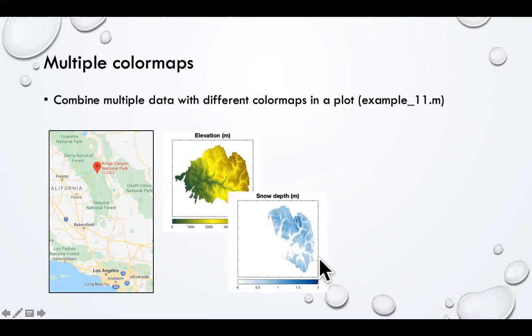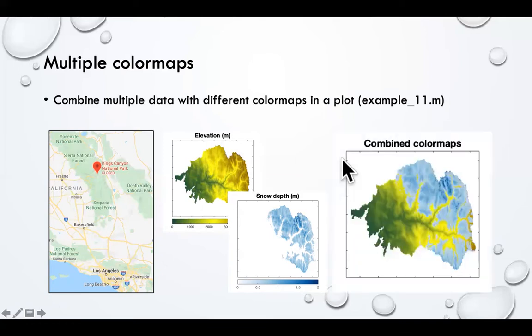So I have a snow cover, like probably next couple months, you can see similar things. For the snow depth, I only have up to 2 meters of snow. However, the elevation is pretty high, almost 4,000 meters. If you put the two data in one figure, you don't see the snow at all because all the snow will be overridden by the elevation.